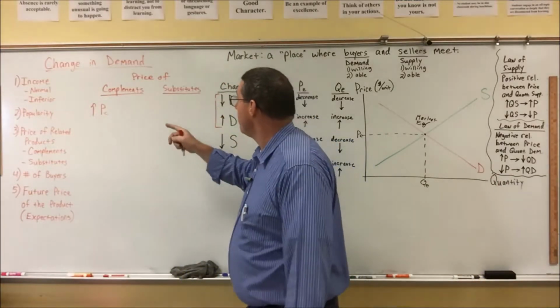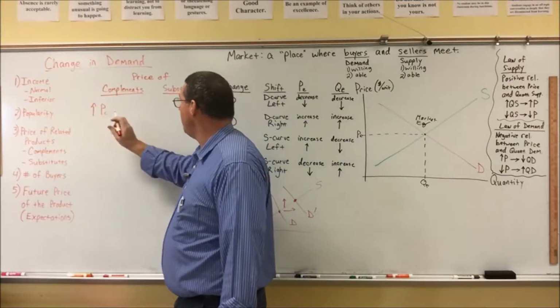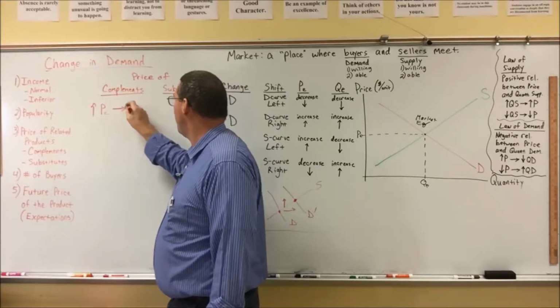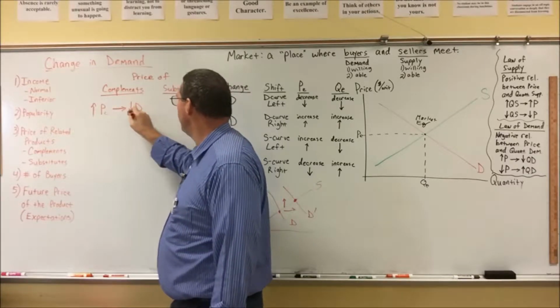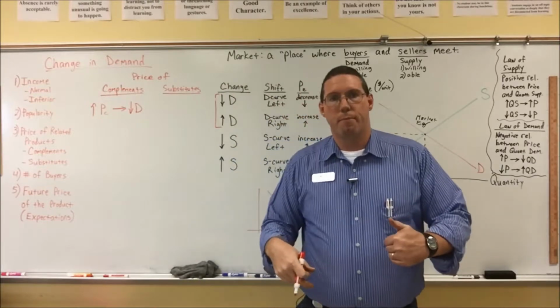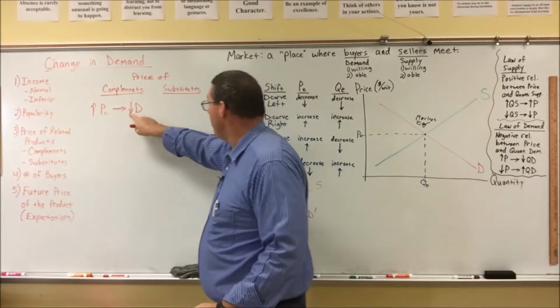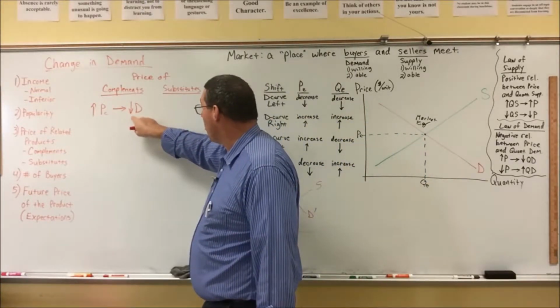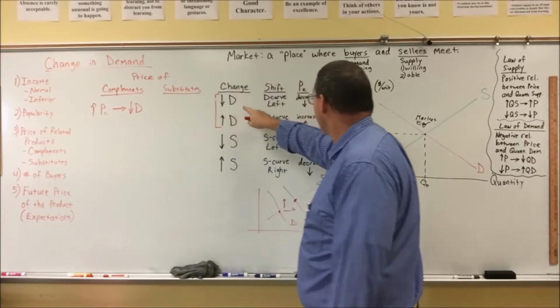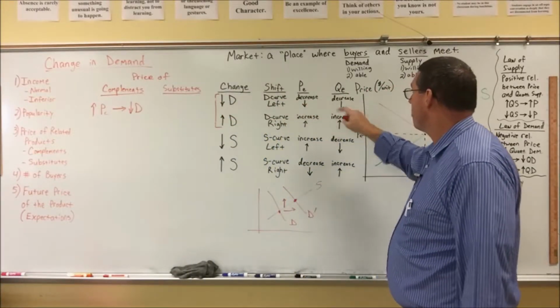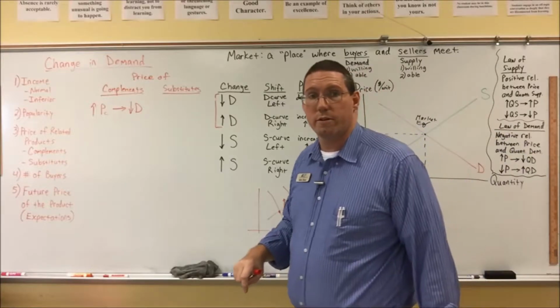So an increase in the price of a complement good is going to lead to a decrease in the demand for our good. And when the demand for our product goes down, that's going to result in a decrease in the equilibrium price and a decrease in the equilibrium quantity.